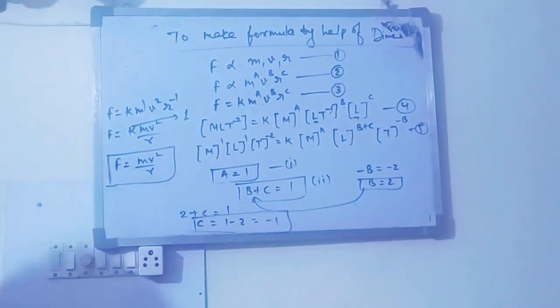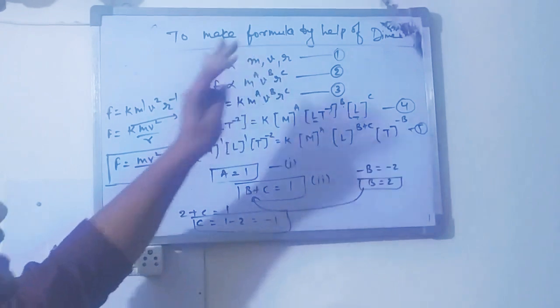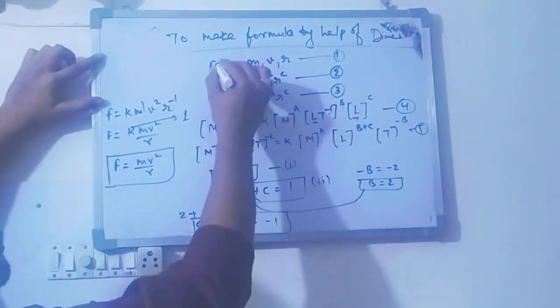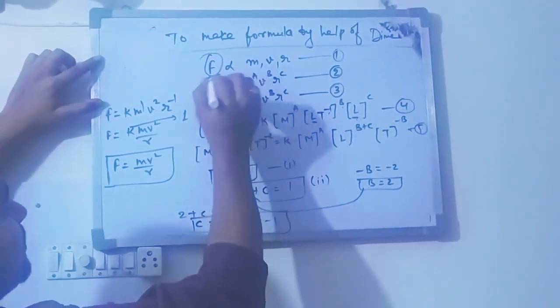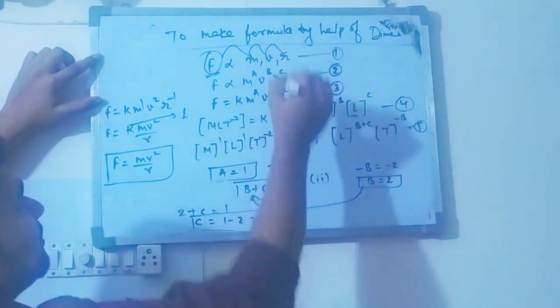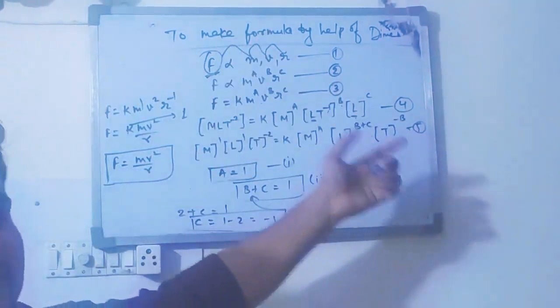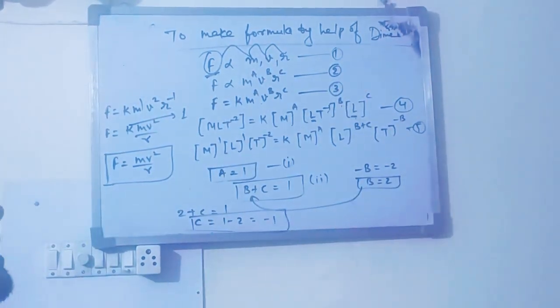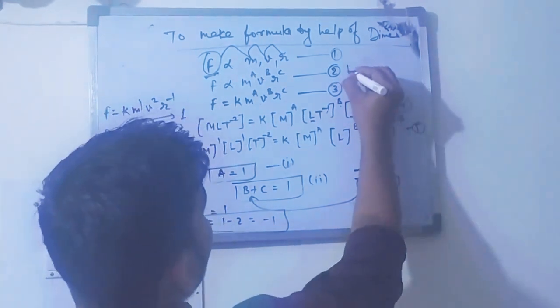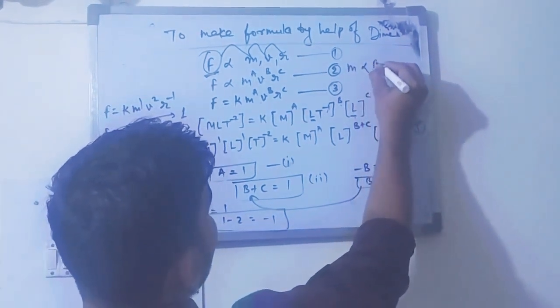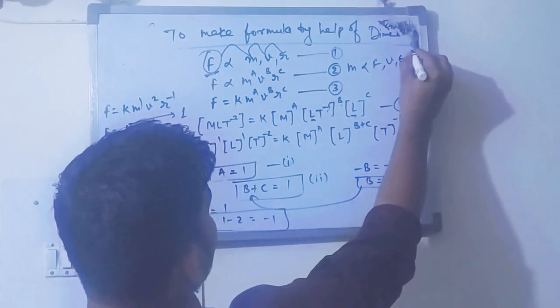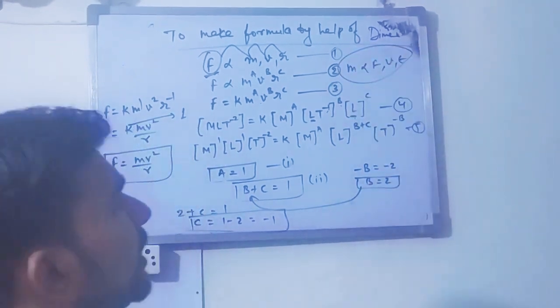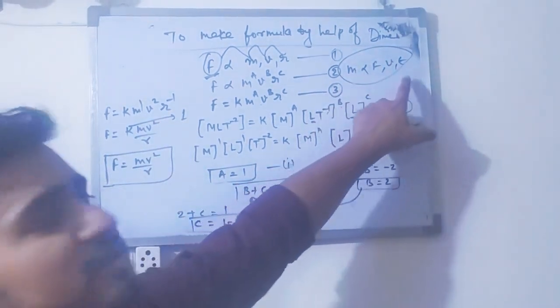So by this method you can find any formula if you know the particular physical variables, and on how many variables that particular physical quantity depends. If you know the variables, then you can get the formula. The same you have to do if mass depends on force, velocity and time. This is homework.